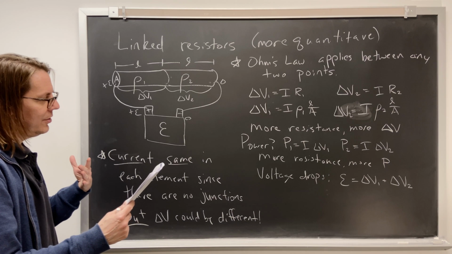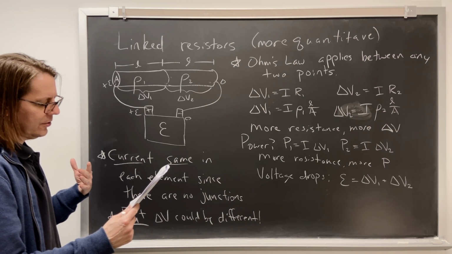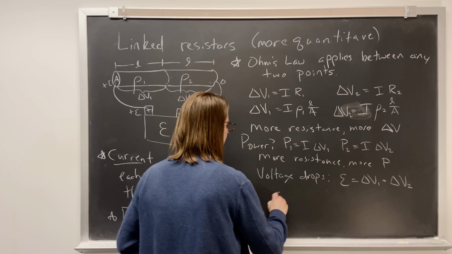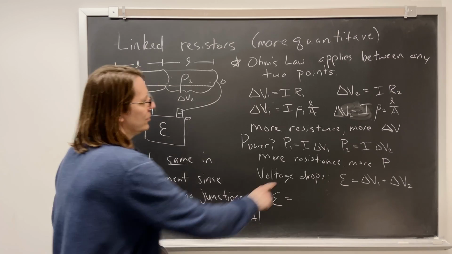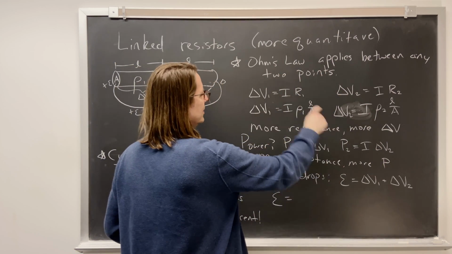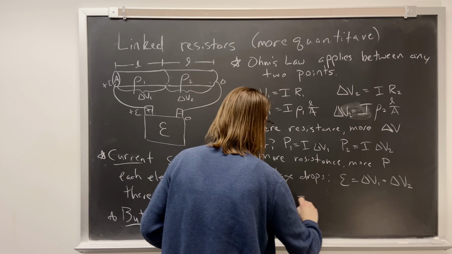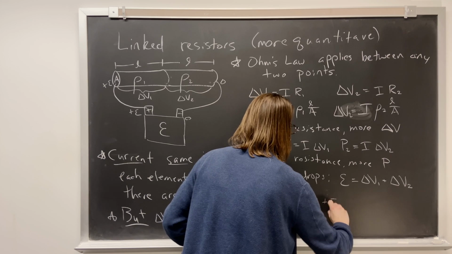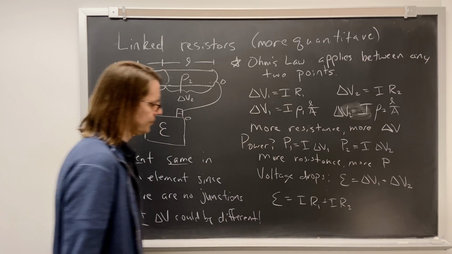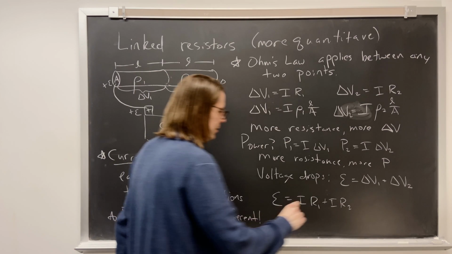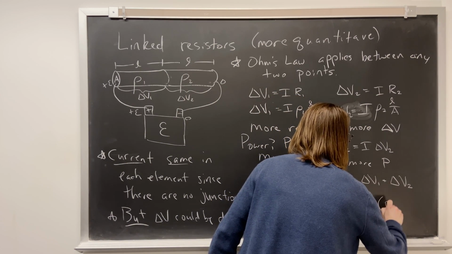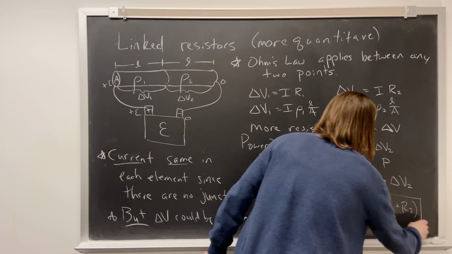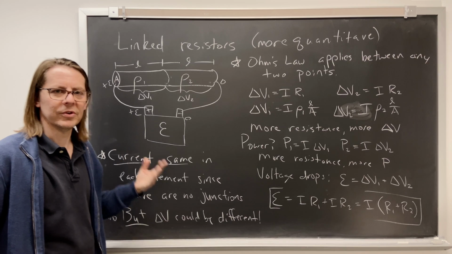We could then look at it and say, okay, if that's true, what are those delta V's? What are those voltage drops? We could say, okay, well then the EMF, we could go all the way back up to, let's say here, and this is I times R1, and what is this one? I times R2, and then we could pull out the I, and say it equals I times R1 plus R2. And this is something that when we get to circuits we'll call the equivalent resistance.